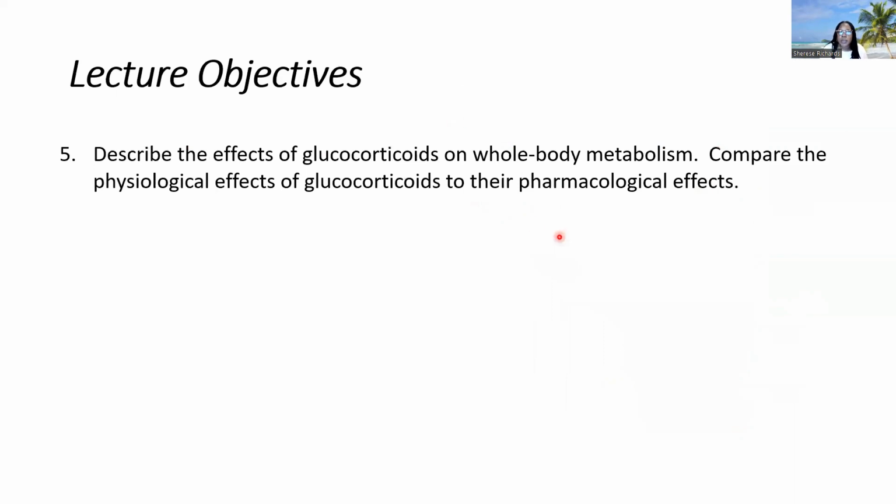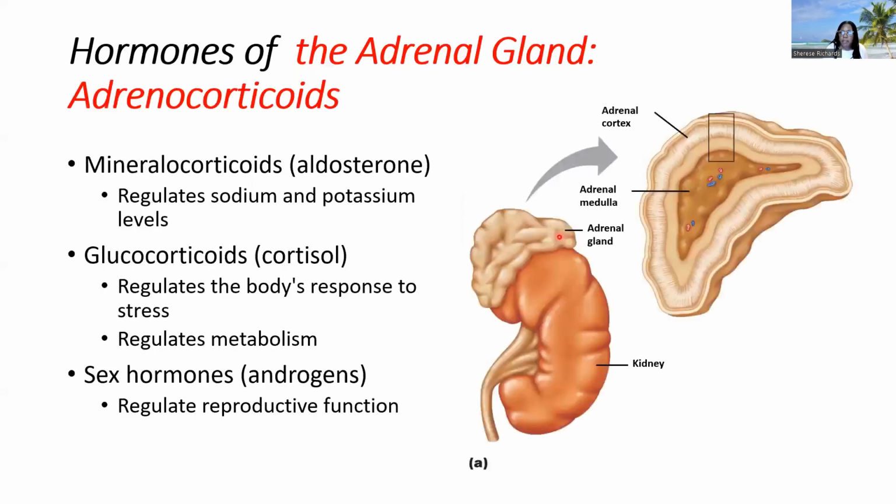All right, let's move on to lecture objective 5. This is to describe the effects of glucocorticoids on the whole body metabolism, and then compare the physiological effects of glucocorticoids to their pharmacological effects. All right, how we can sort of, again, manipulate their mechanism by synthesizing other types of drugs.